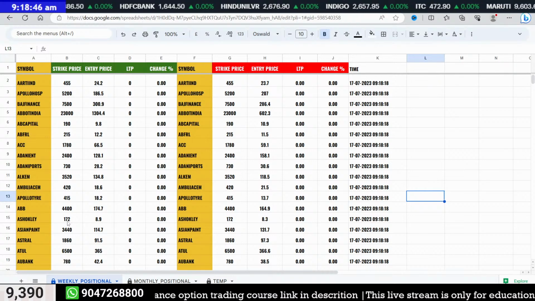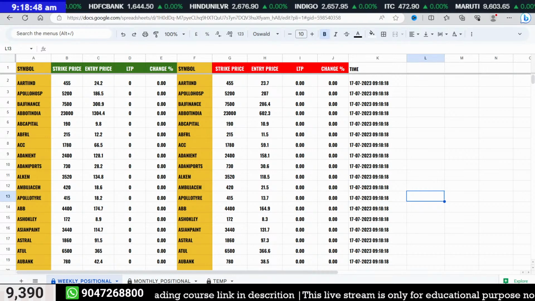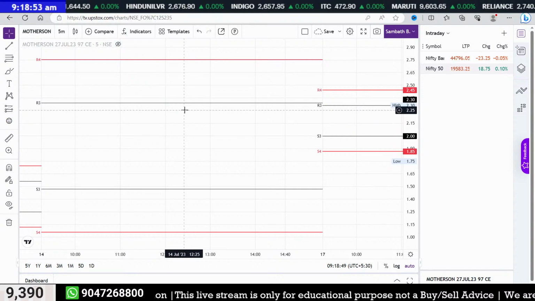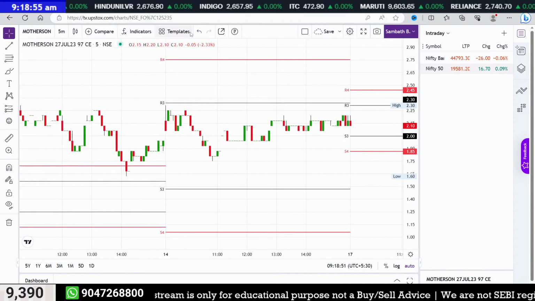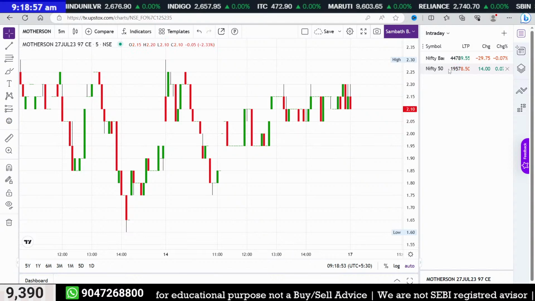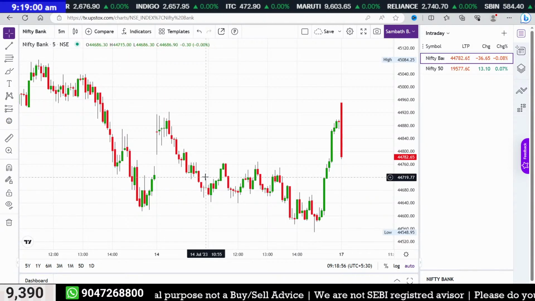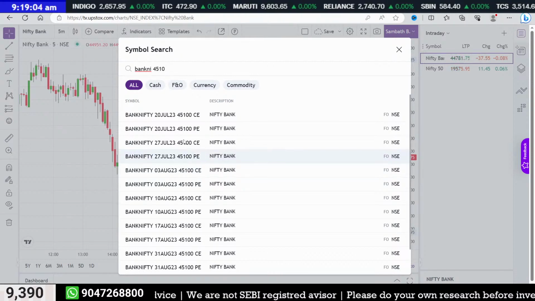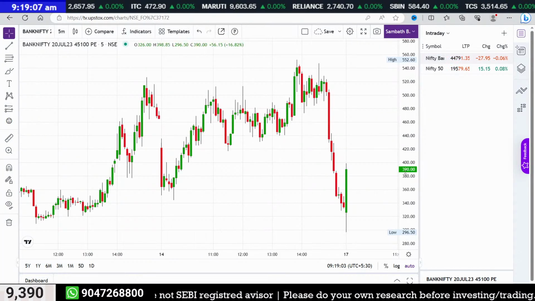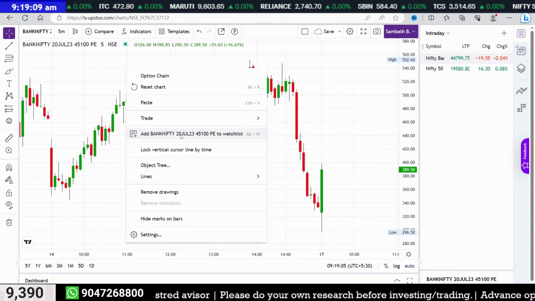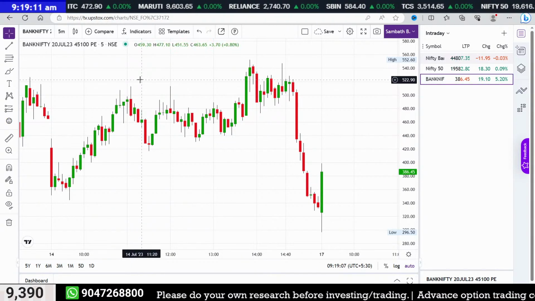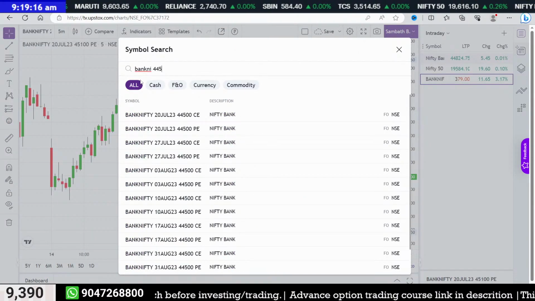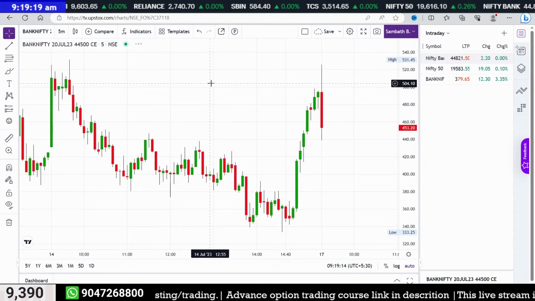Bank Nifty is 24 points negative. So we will check which strike price we are going to track for Bank Nifty. It is 54,800. That should be a put strike price. 44,100 is the put, and maybe 800 should be the call strike price.